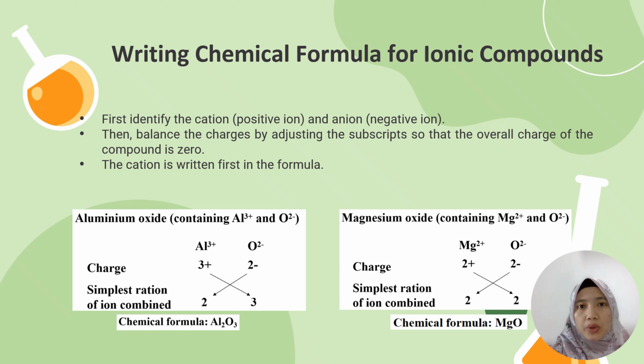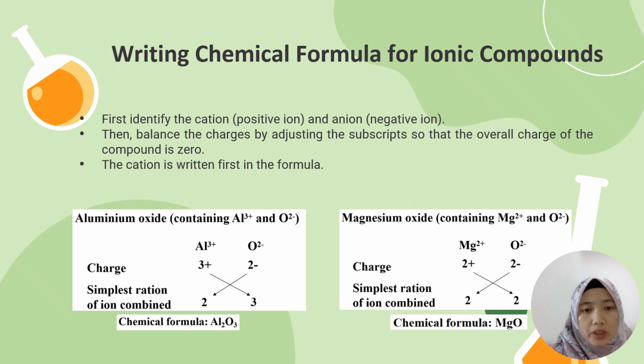After we know the charge of the ions, we can write the chemical formula for the compound. So the first step, you need to identify which one is the cation and which one is the anion. Usually we will write the cation before the anion. And then you need to balance the charges by adjusting the subscripts so that the overall charge of the compound would be 0. Okay, for example, we have aluminium and oxygen.